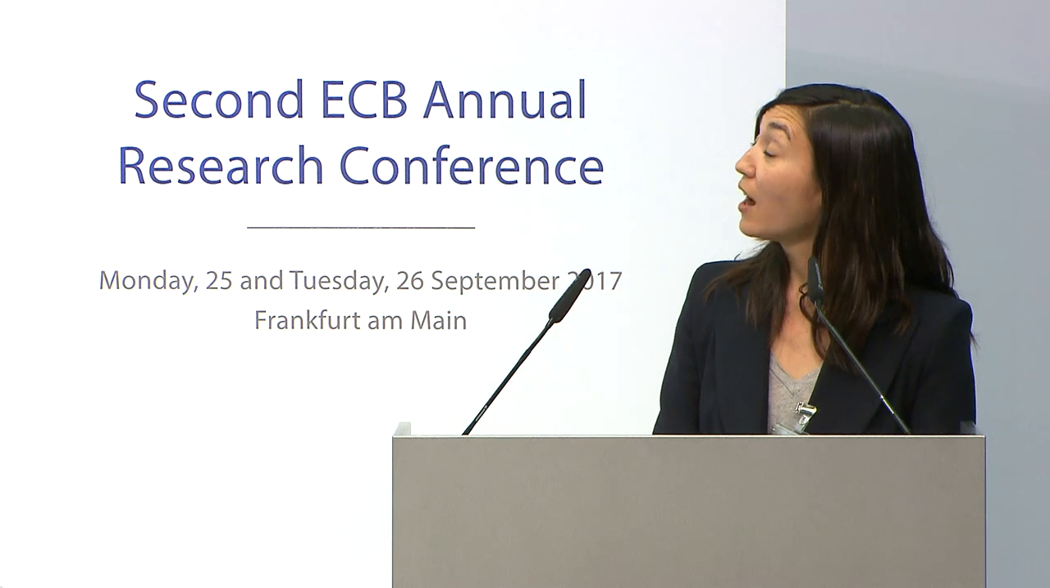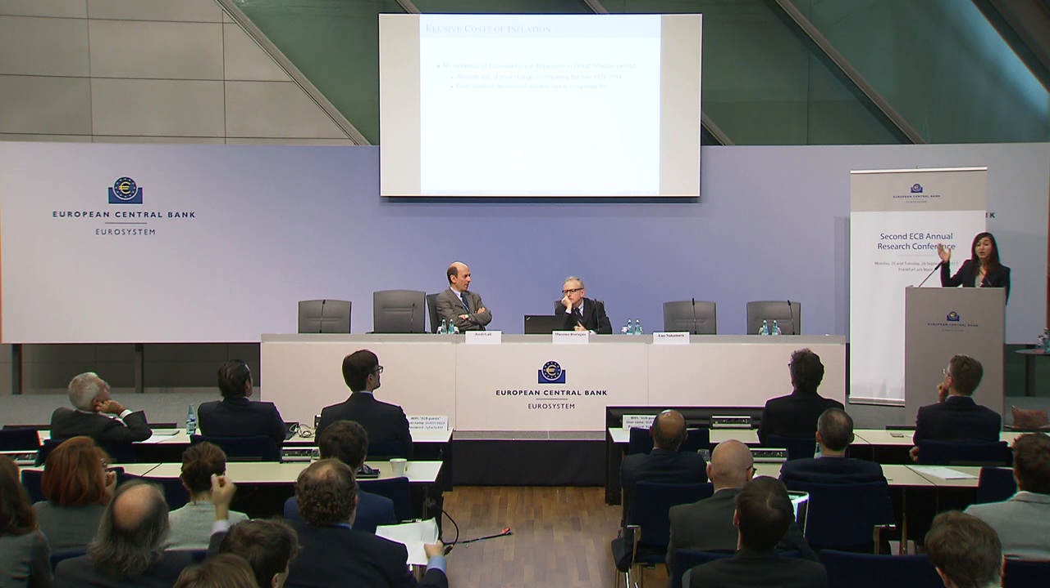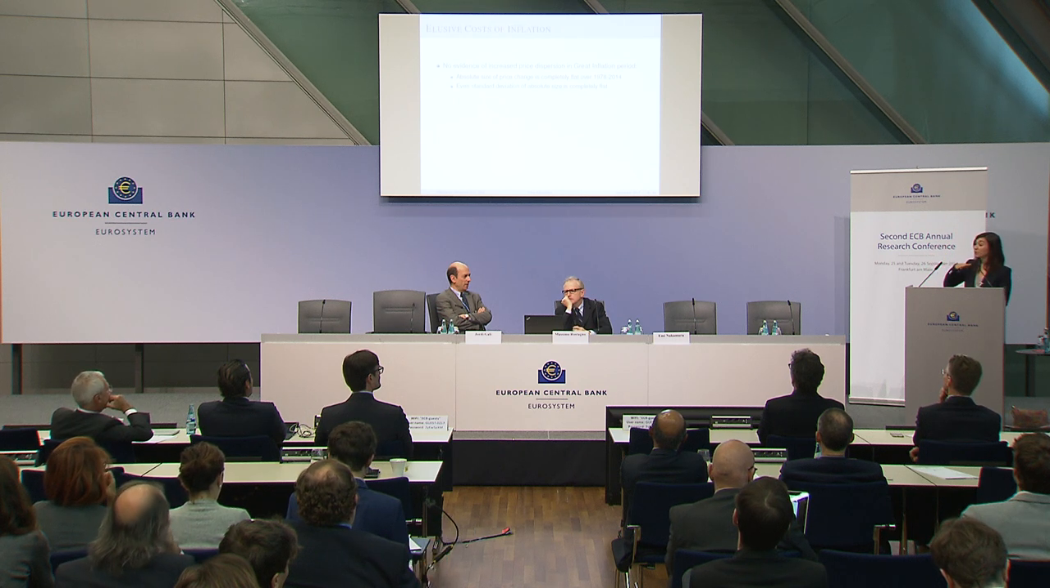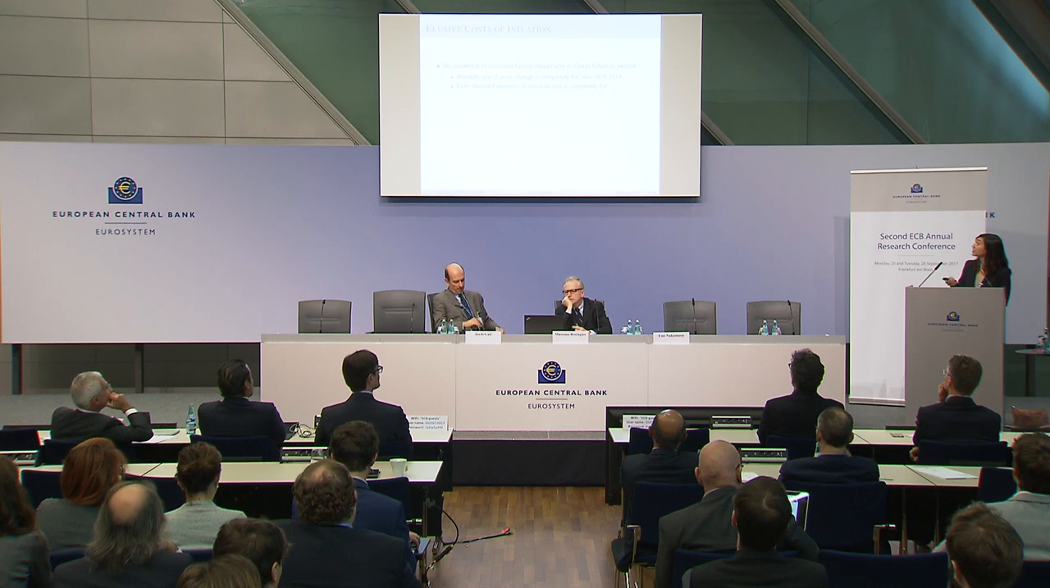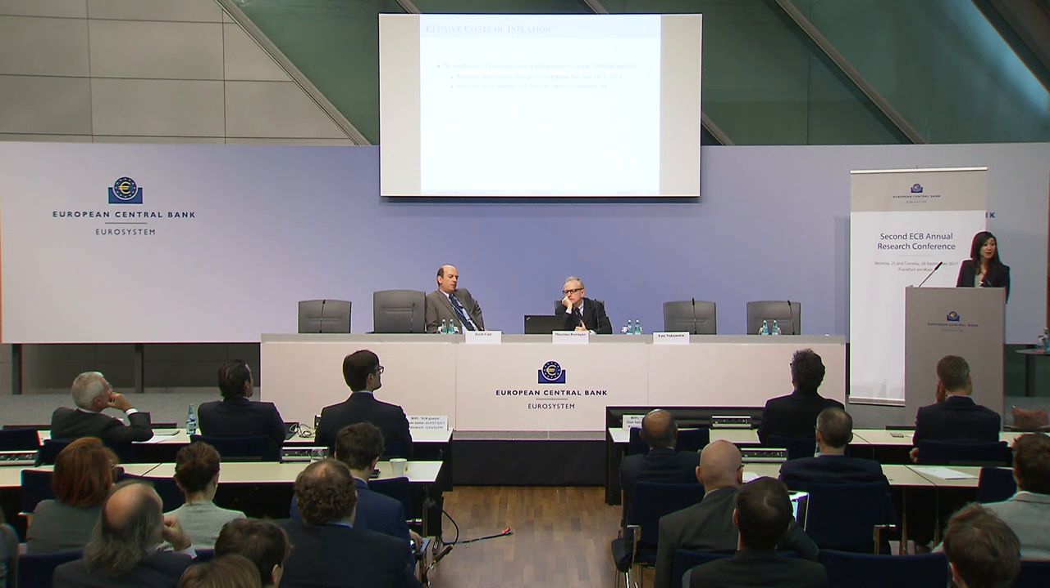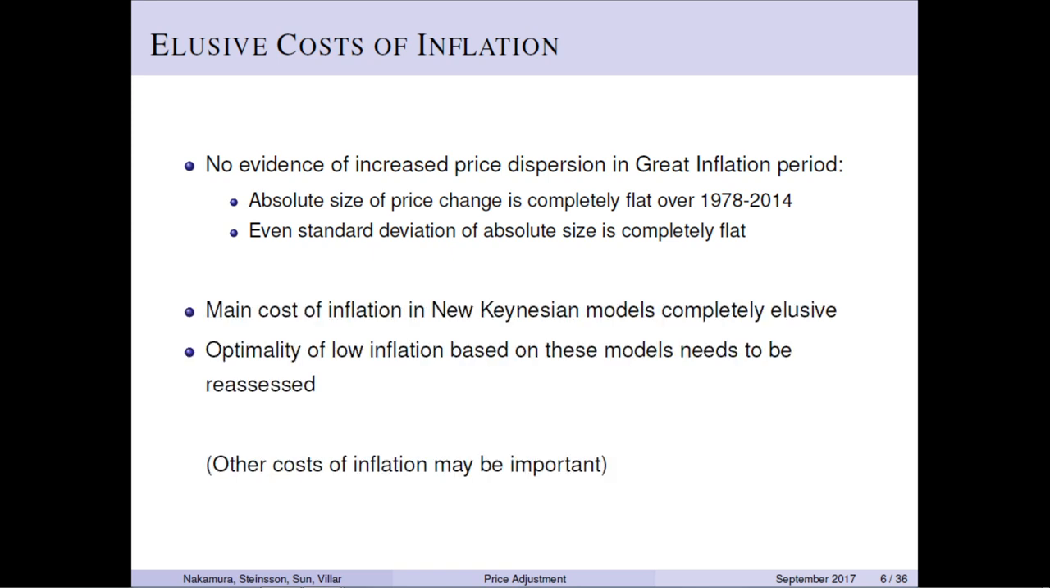And in particular, when we look at this absolute size of price change metric, which I'll show you how it's related, we find that it's really completely flat over this 1978 to 2014 period. And that's supportive of the view that there really wasn't a big increase in inefficient price dispersion associated with the large inflation we saw in the late 1970s.